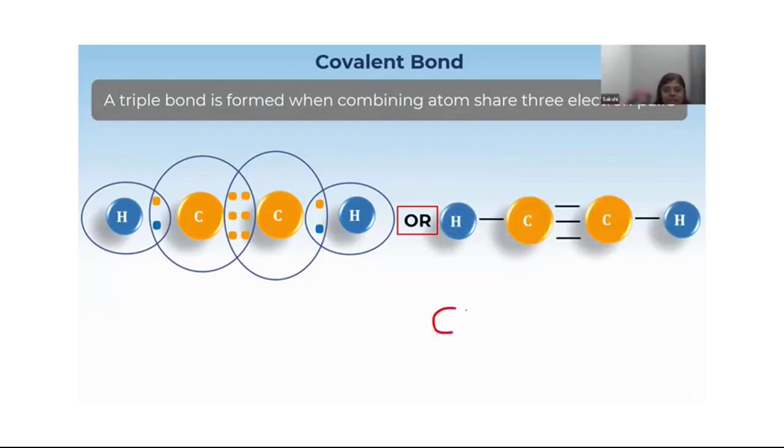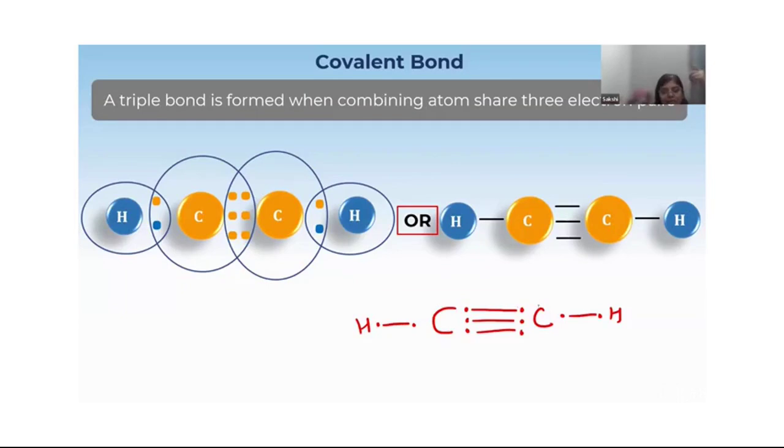I have carbon. So carbon has 4 electrons in the outermost shell, right? If carbon shares 3 electron pairs, so a triple bond is formed when combining atoms share 3 electron pairs. Can you see? 1, 2, 3, right? So that means 6, and here also it is making one bond, right?